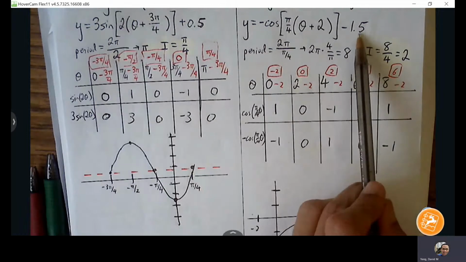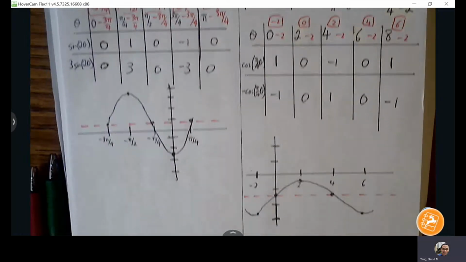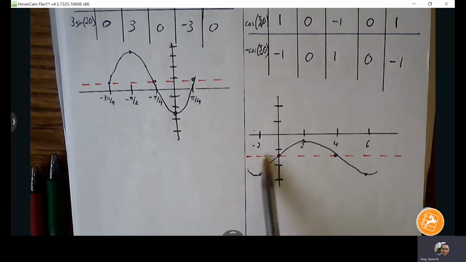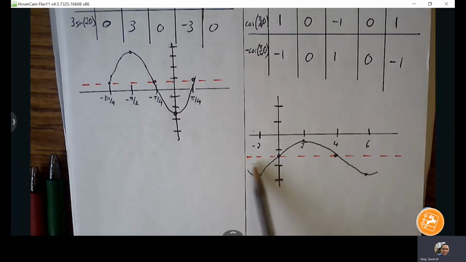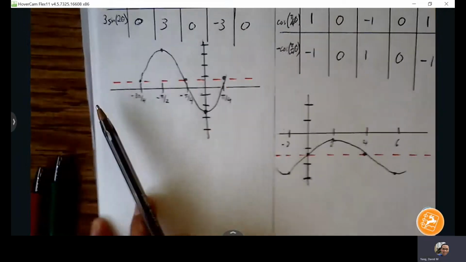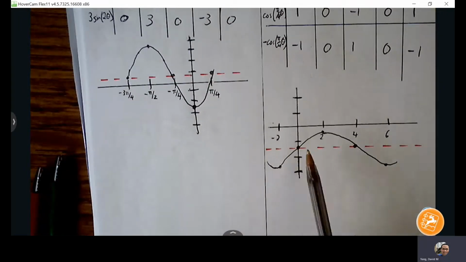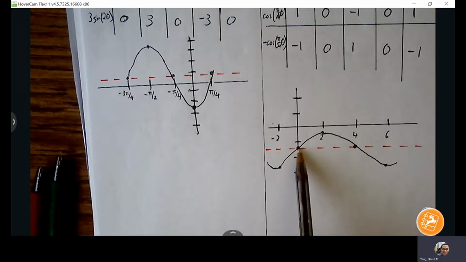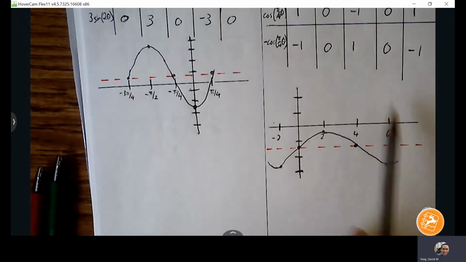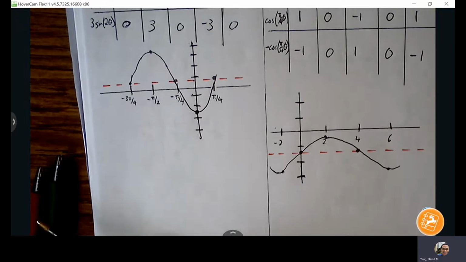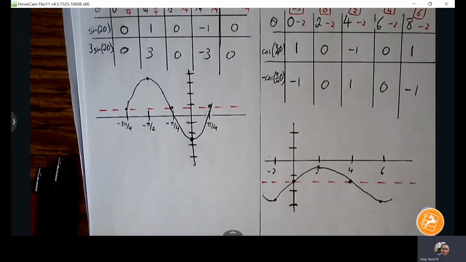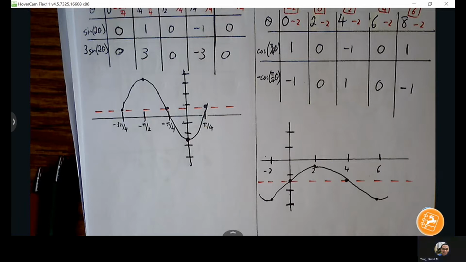Okay. So negative 1.5 is going to be our vertical shift. So I plot my dotted line right at negative 1.5. And then from, this is now my new 0. And from here, I'm just going to either go down 1 unit, stay on the dotted line, or move up 1 unit. Okay. Any questions here?